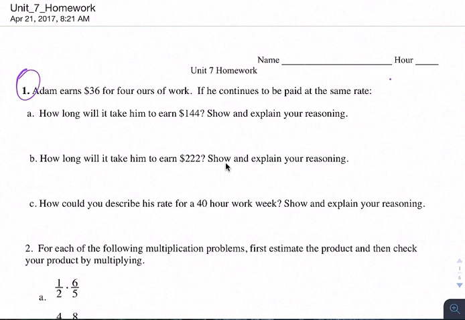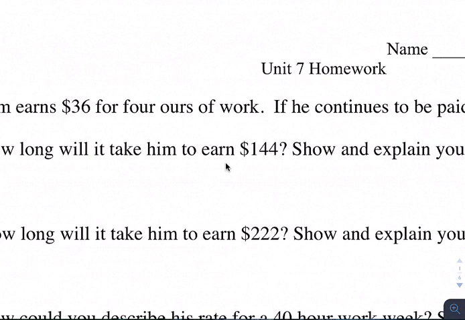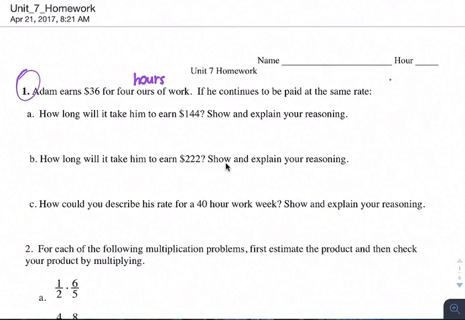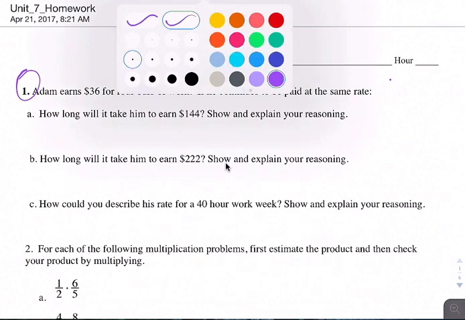I'm going to go through some of the problems on the Unit 7 homework. This should help just in case you have some questions that we don't get to tomorrow. So, Adam earns $36 for 4 hours of work. If he continues to be paid at the same rate, A, how long will it take him to earn $144?